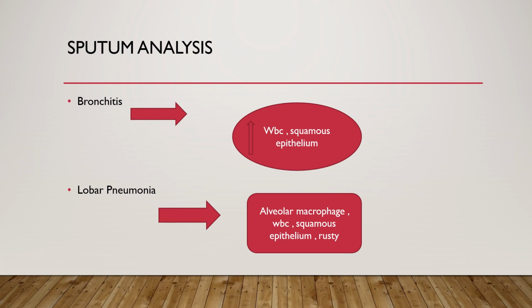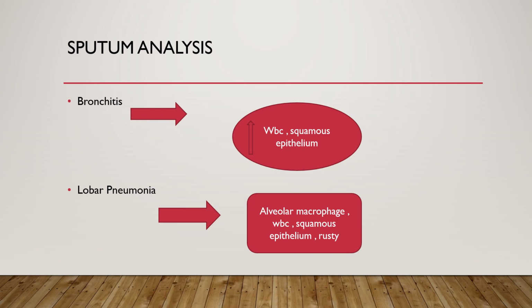So, in the case of sputum analysis, after seeing the analysis, you must be able to differentiate only five diseases or syndromes: bronchitis, lobar pneumonia, lung abscess, lung cancer, or you can say cancer metastasis, and bronchial asthma.